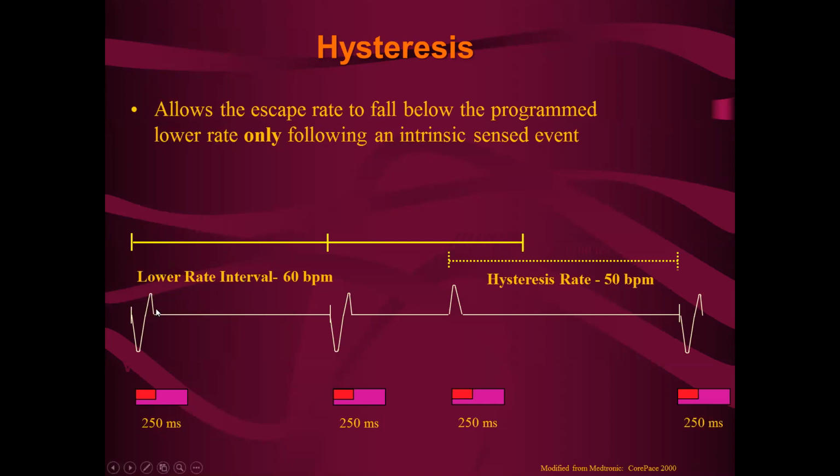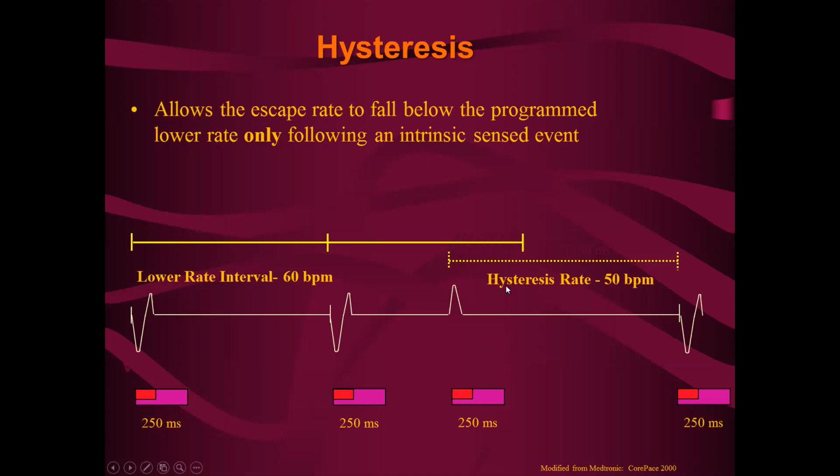So let's look at this schematic here. The low rate of the pacemaker is set at 60 beats per minute. This patient has a good intrinsic rhythm at times. So whenever the patient has their own sinus beat that comes through, we want to encourage the patient to stay in their sinus beat, even if it's below 60 beats per minute.